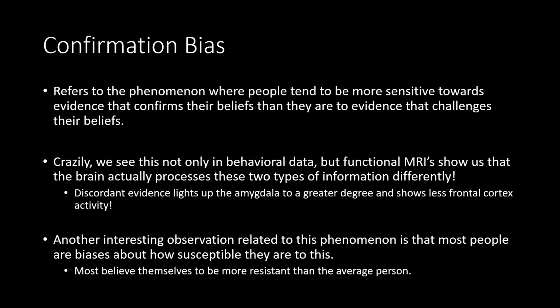Whenever we have discordant evidence, or evidence that disagrees with our point of view, this actually causes increased activation compared to congruent evidence in our amygdalas, which are often associated with fear and salience, and also less frontal cortex activity, which is oftentimes associated with abstract thought and complex reasoning. And so here what's thought to be going on is that, one, the discordant information causes a degree of anxiety and fear.